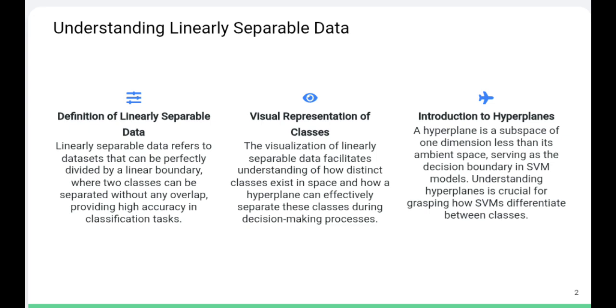In this section, we will discuss linearly separable data and how it plays a foundational role in the efficiency of SVMs. We will explore the characteristics that define such data, visualizing how classes exist in multi-dimensional space and how hyperplanes serve as effective separators.